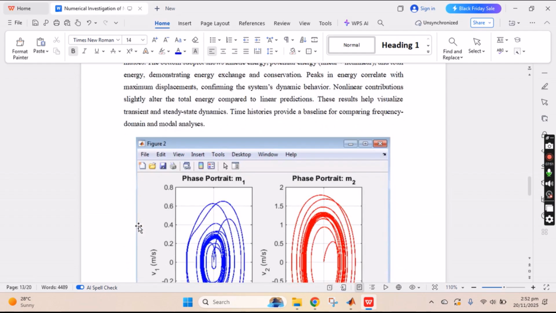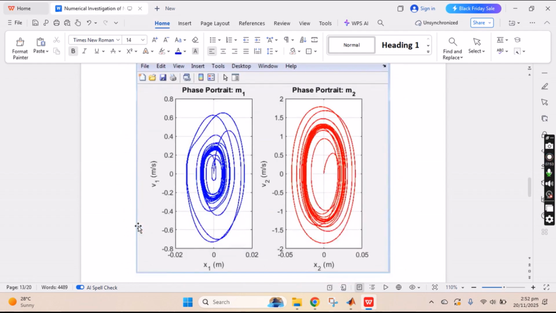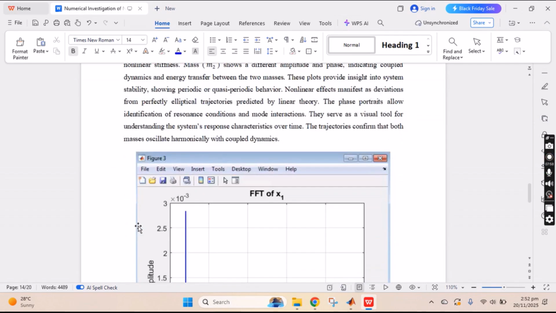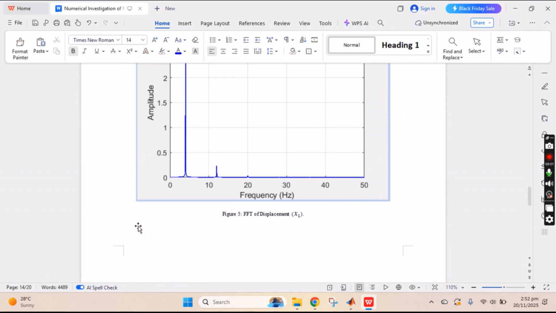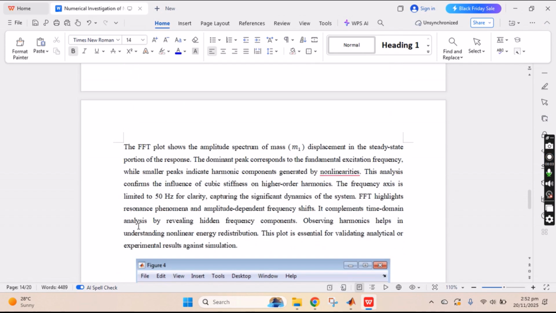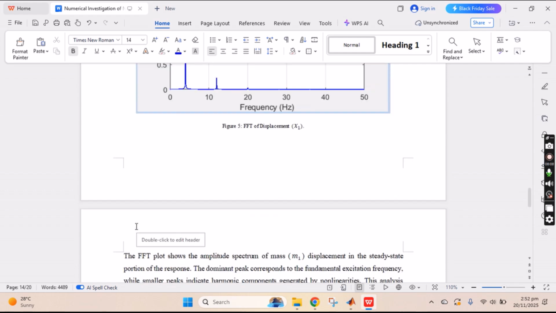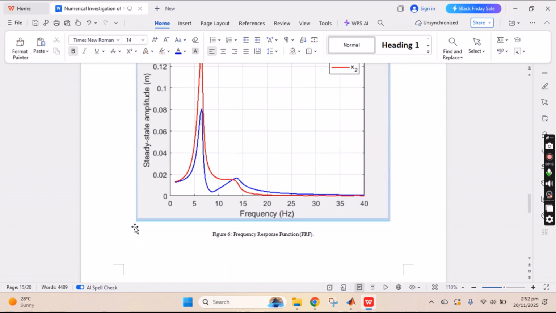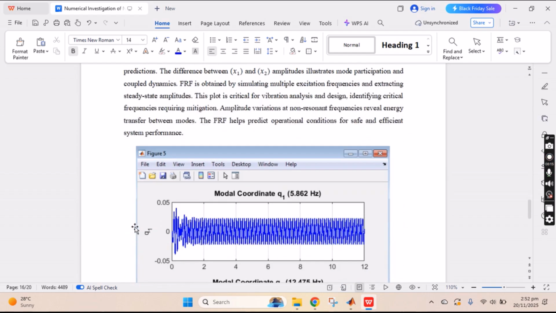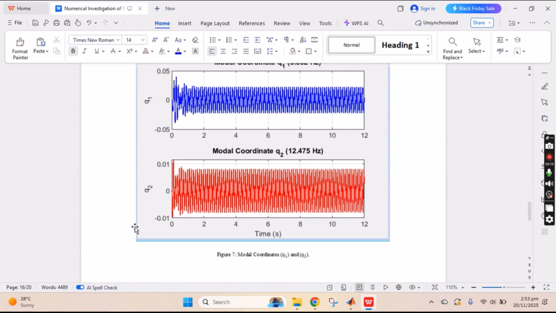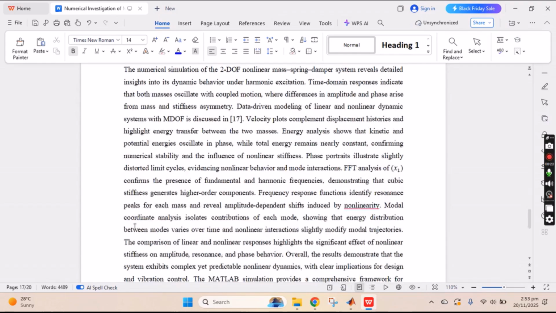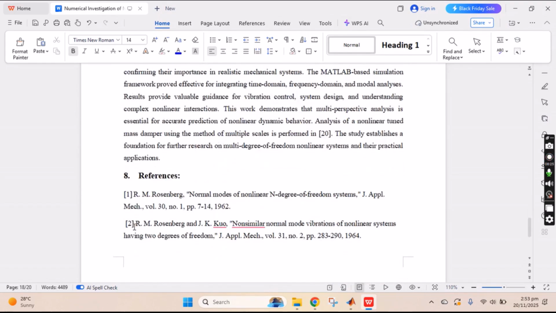These are the output results for the time histories of displacement, velocity, and energies. This graph displays the phase portraits of each mass, and this graph represents the FFT of the displacement of x1, which shows the higher amplitude values of frequency. And the frequency response is here, steady state amplitude versus frequency. The next one is the modal coordinates Q1 and Q2. So here is the result discussion with the conclusion and references.